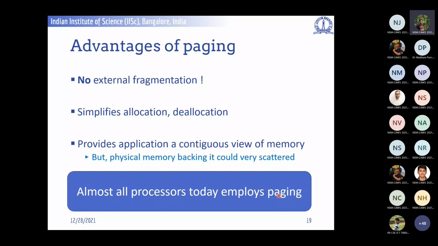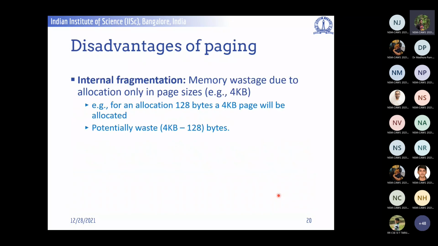Okay. So one of the disadvantages of paging, and this is one of the reasons that we want the page size not necessarily too large, is what's called internal fragmentation. The problem here is that if you require, say, 128 bytes, the minimum you can allocate is 4 kilobytes. So there is a chance that this 4 kilobytes minus 128 bytes might be wasted, right? You just required 128 bytes. So this is called internal fragmentation.